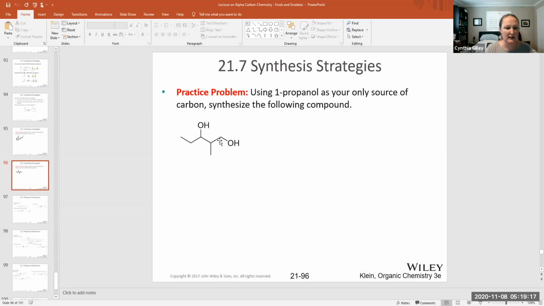If you're looking at this, this contains 6 carbons, so we're probably going to incorporate 2 propanols in the synthesis. Again, look at the relative positioning of the functional groups. Think about what you could have made those functional groups from in order to aid you in trying to figure out how to synthesize this product. So go ahead and pause it. Best. We'll talk about it shortly.